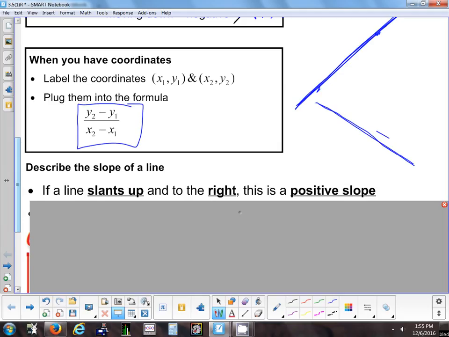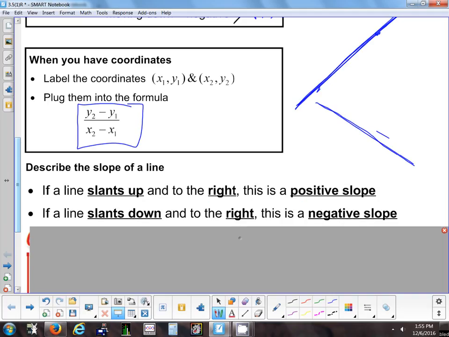So guys, where it's written in bold and underlined, you just got to fill in those blanks on your notes. So you're going to write slants up on the first blank, second blank you're going to write right, and then the last blank you're going to write positive slope. Okay? And what did I just say? If it slants down as you go to the right, what kind of slope is that? That's a negative slope.